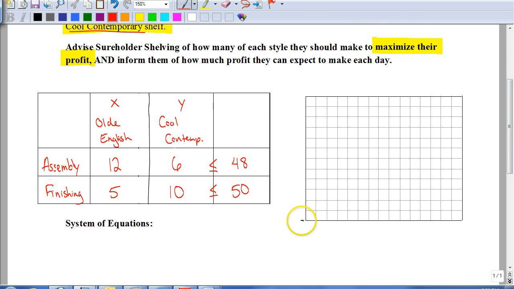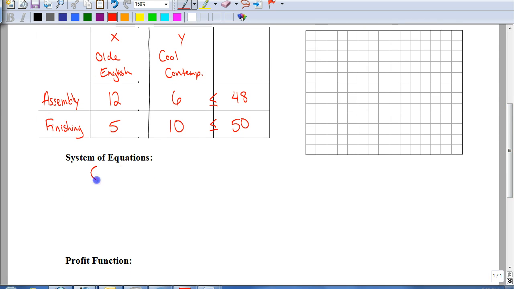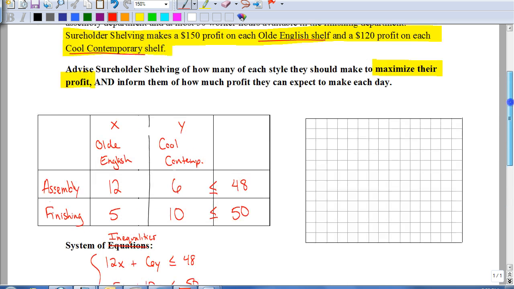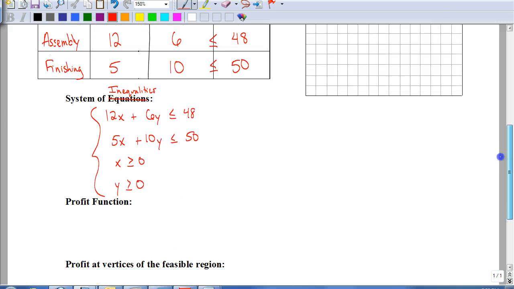So at most implies less than or equal to. So our system of inequalities, that's what this should say, not equations, but inequalities, would be 12x plus 6y is less than or equal to 48, and 5x plus 10y is less than or equal to 50. We need to remember to include our common sense inequalities. And we should also write down what our profit function is. Our profit function is what we highlighted at the beginning there. So it's going to be 150 times our Old English, so 150x plus 120y.